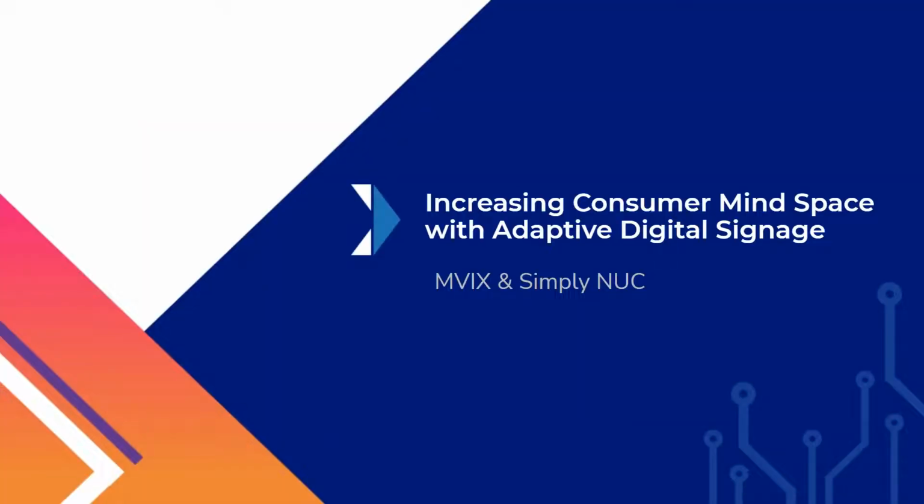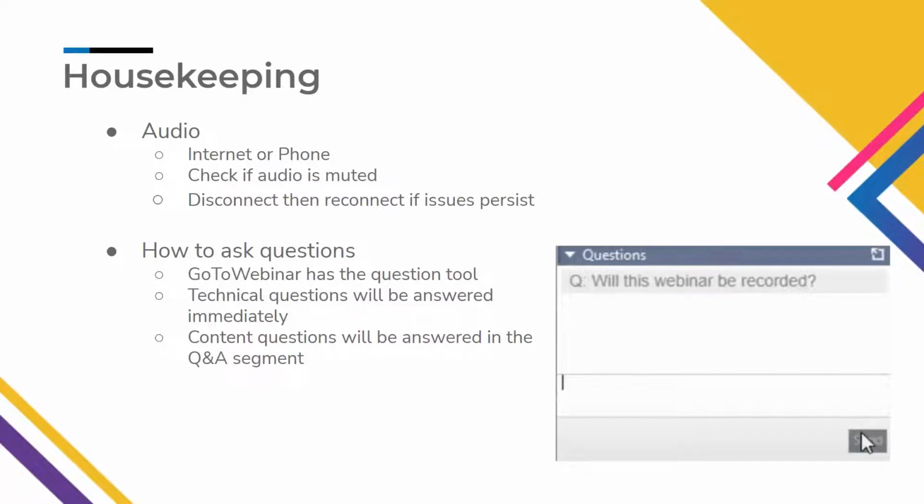So my name is Mike Killian. I'm with Mvix, and today's webinar is with our valued partner SimplyNUC. We're going to dig a little bit into increasing consumer mind space with digital signage, and more specifically with adaptive digital signage. In a little bit, we'll get into this whole concept of adaptive signage and kind of what that means, especially looking ahead to 2022. But that's our goal today, and luckily we have the SimplyNUC team here to help land some important takeaways for you. So thanks again for joining.